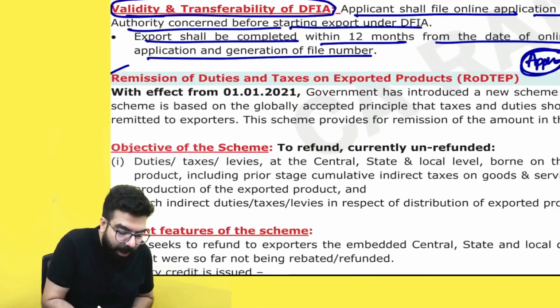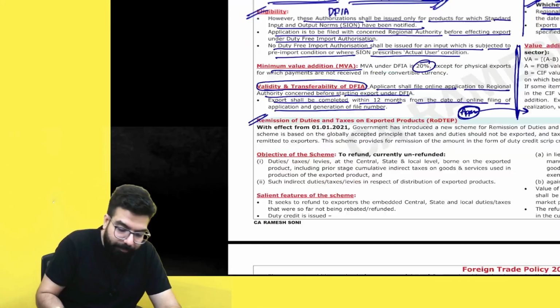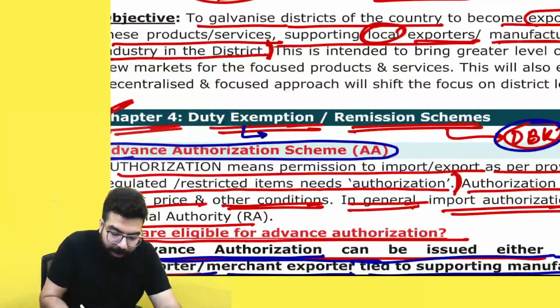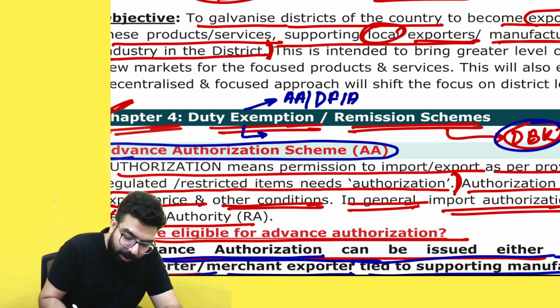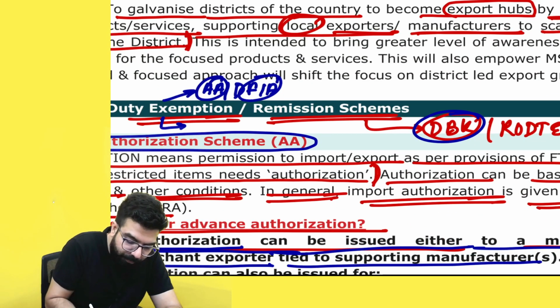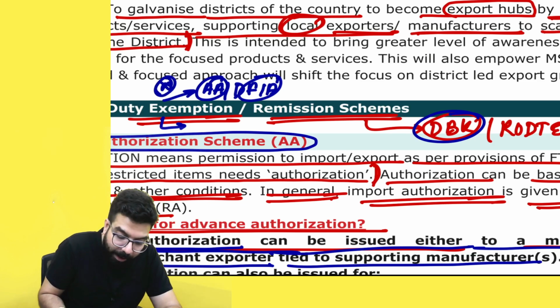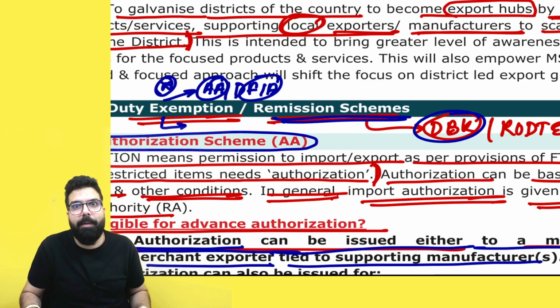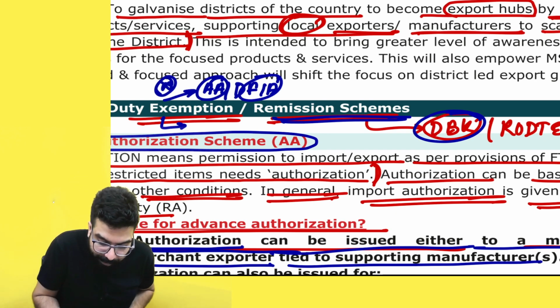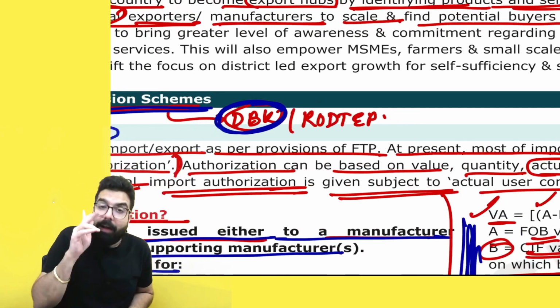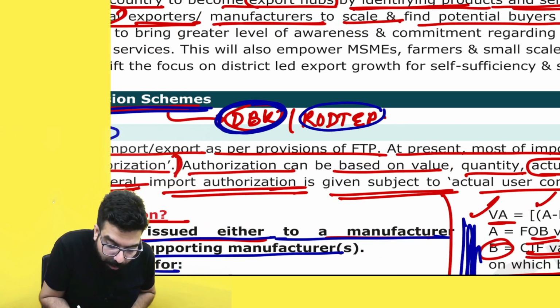The next one is the RoDTEP scheme. Remember one thing. When you learn duty exemption schemes, advance authorization comes and duty-free import authorization comes. These two we have learned, very important from the exam point of view. Now when you learn remission schemes, remission means first pay the duty and then they will give it back to you. In remission schemes, number one we learned the duty drawback scheme. The next remission scheme is the RoDTEP scheme.